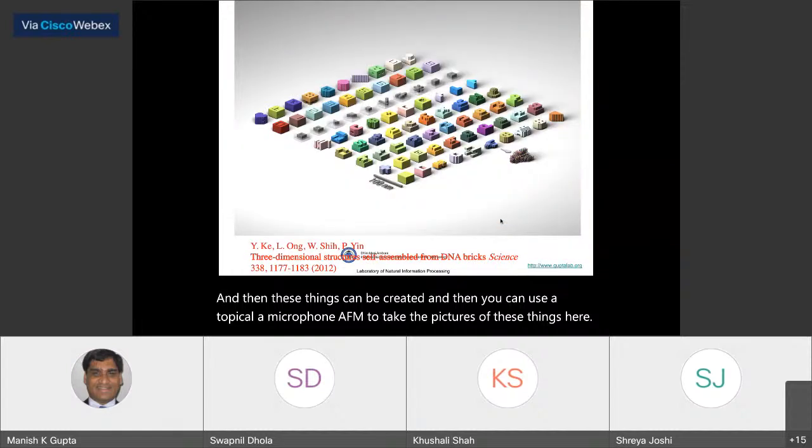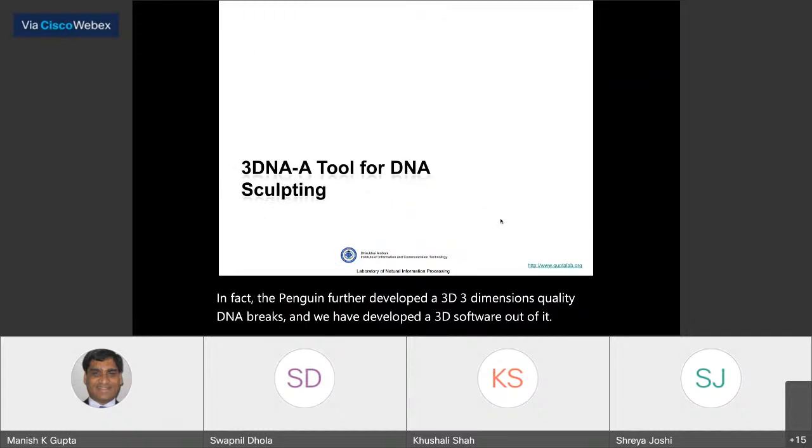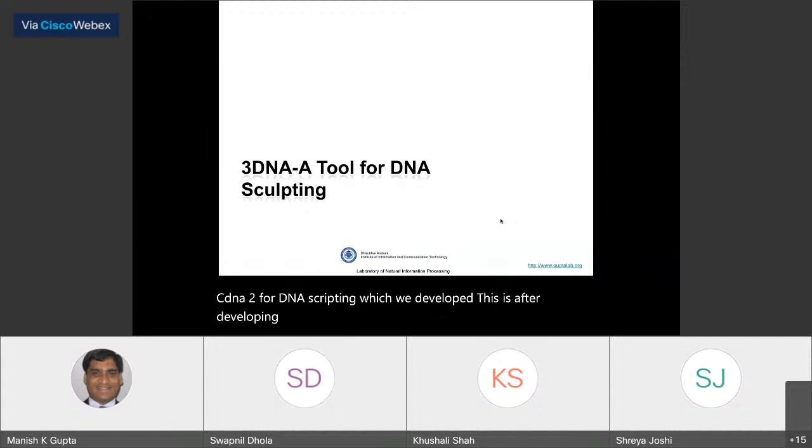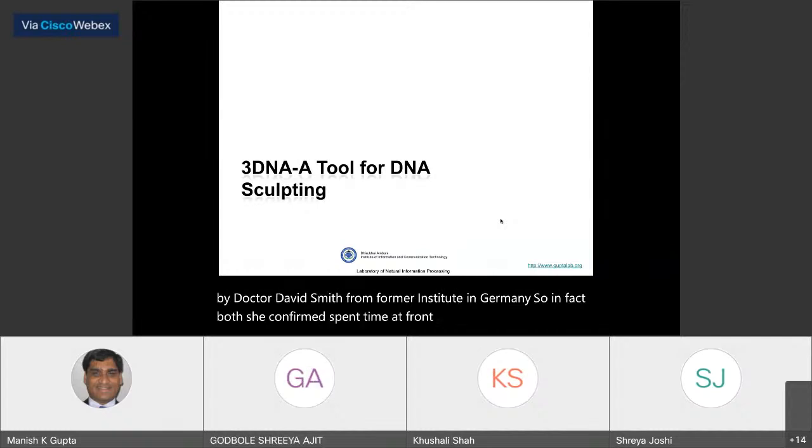In fact, Peng further developed it to 3D, three dimensions, called DNA bricks. And we have developed the 3DNA software out of it, a 3DNA tool for DNA scripting. After developing it, the experimental work was done by Dr. David Smith from Fraunhofer Institute in Germany. In fact, both Shikhar and Forum spent time at Fraunhofer after finishing this course.